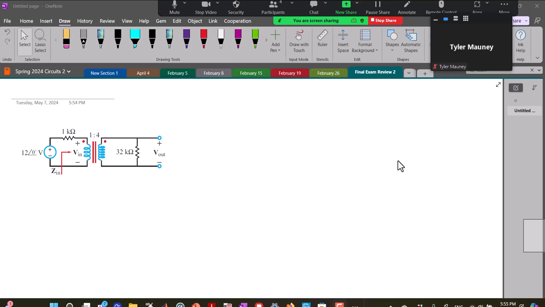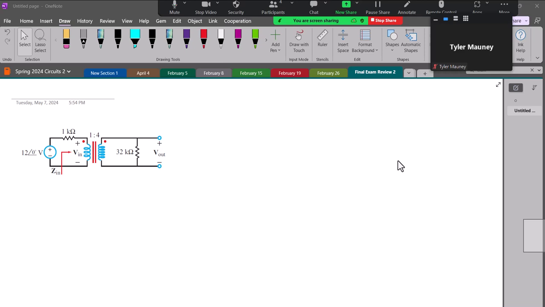This problem is from the book. Yeah, it is a problem from the book. I would say it's a good example of the sort of thing that we might need to know.